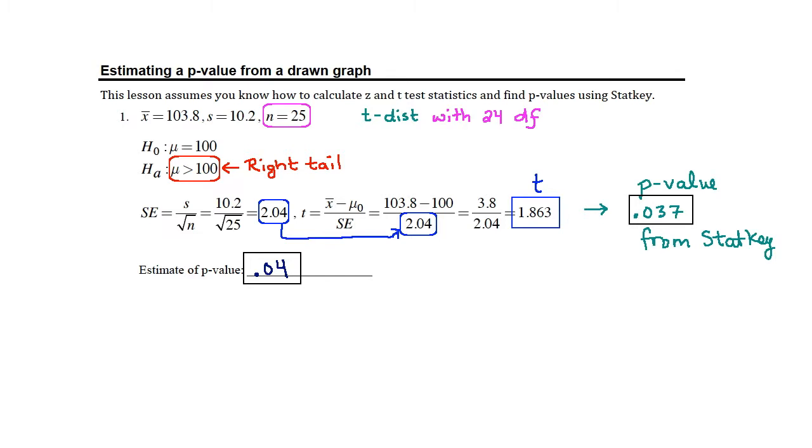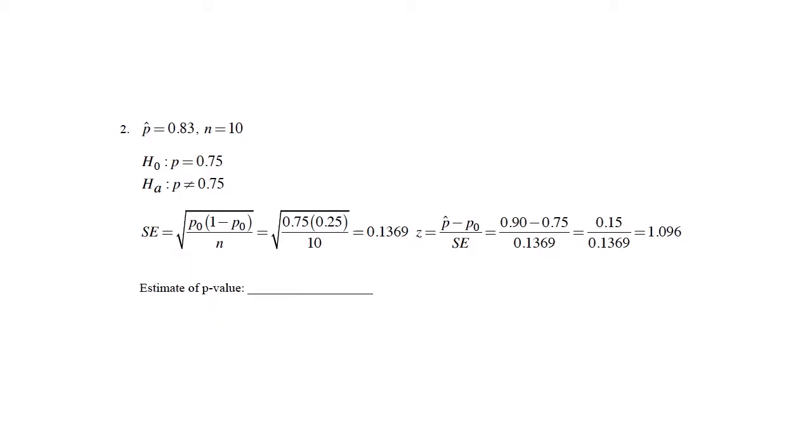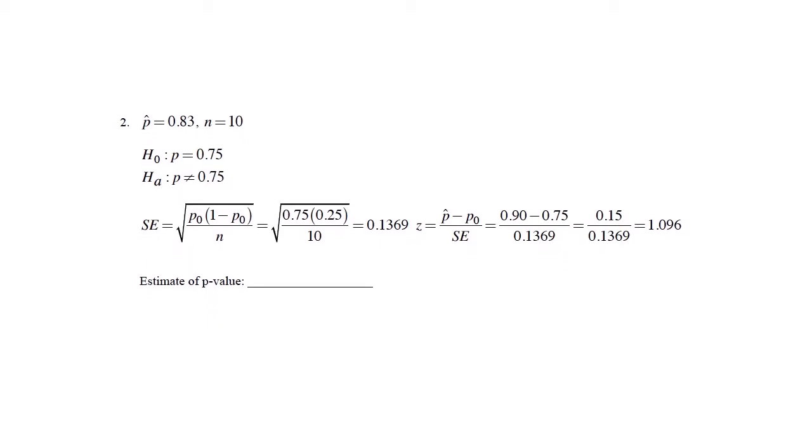Now let's look at a couple more examples just to make sure that we know what to do when we have a proportion and we know what to do when we have a left tail or a two-tail test. So on this next one we can see that our sample statistic is a proportion. It's a p-hat, and that our hypotheses are written in terms of p. Both of those are clues that we're talking about a test of one proportion.